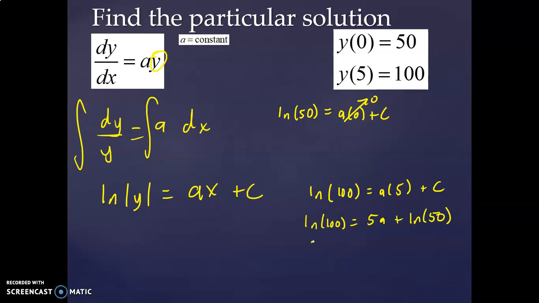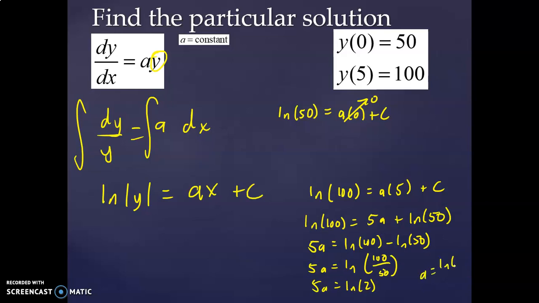I can subtract that over. So 5a equals ln of 100 minus ln of 50. So 5a equals ln of 100 over 50. So 5a equals ln of 2. And a would be ln of 2 over 5. So now that I know a and c, I can plug them both in.